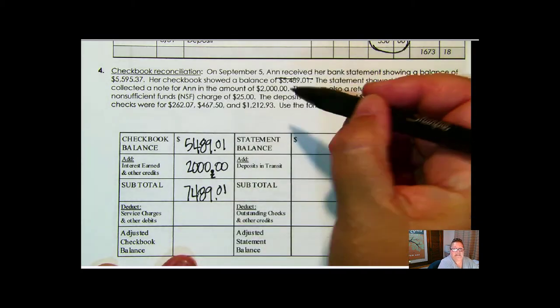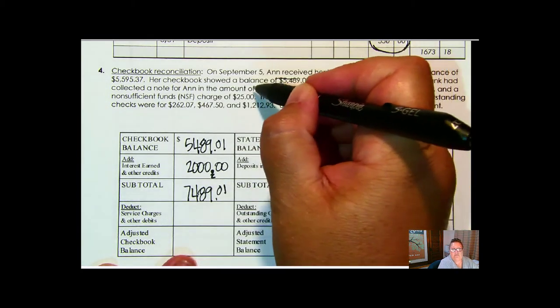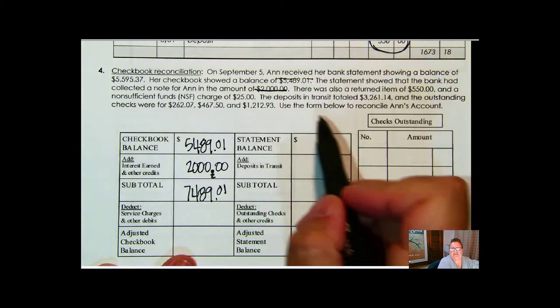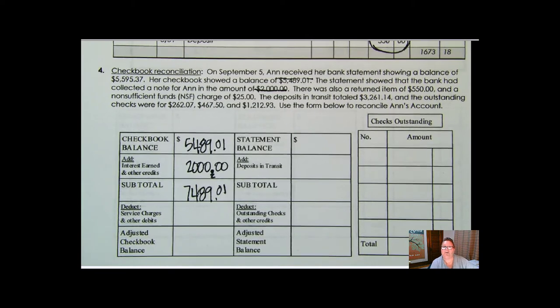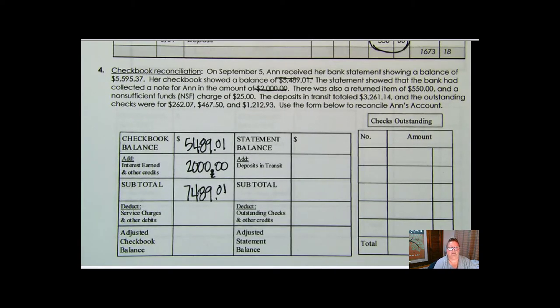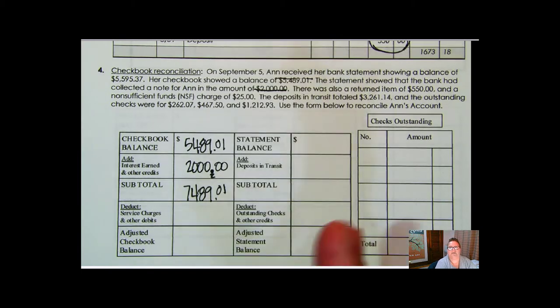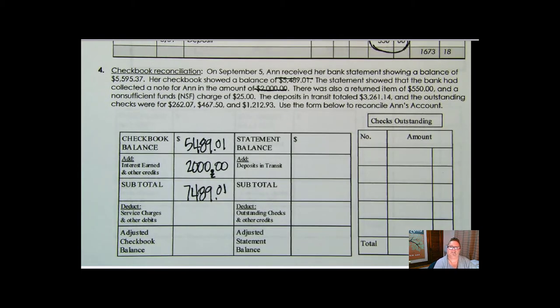Were there any deductions or other debts? Well, it says here there was a returned item of $550. A returned item is a fancy way of saying a bounced check. This situation would occur if you accepted a check for $550 from someone who did not have $550 in their account. This has happened to me once.